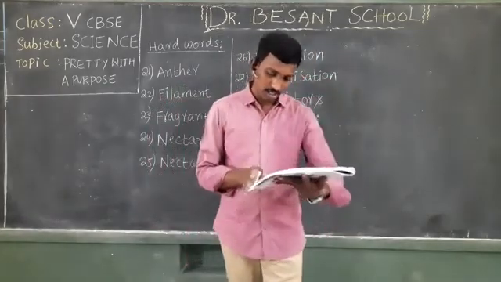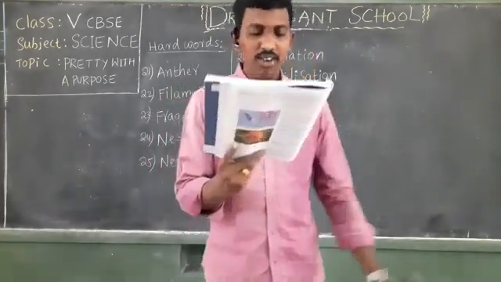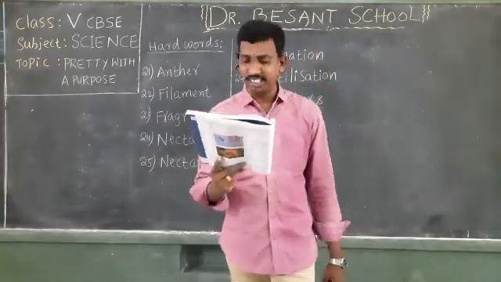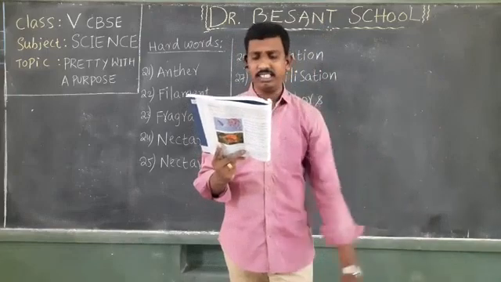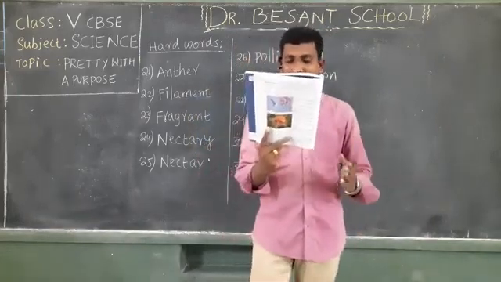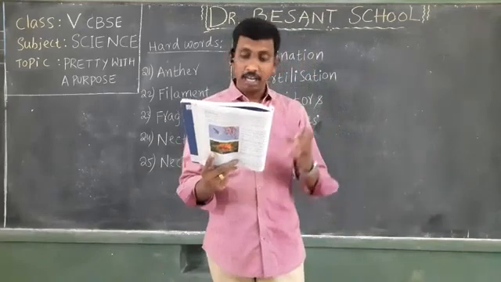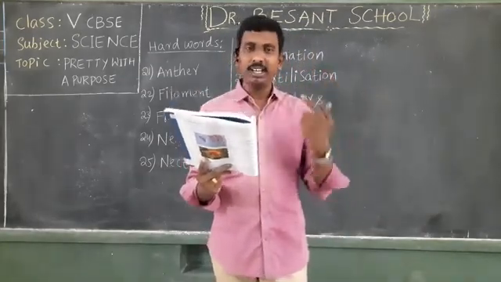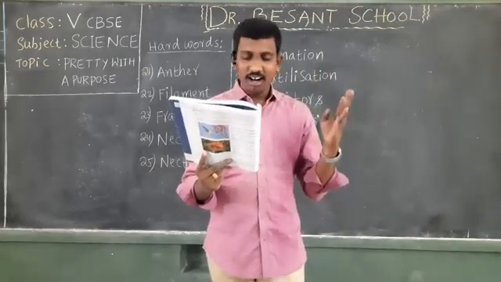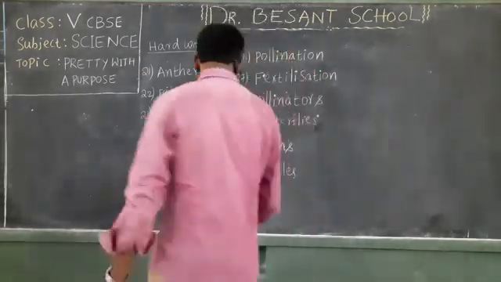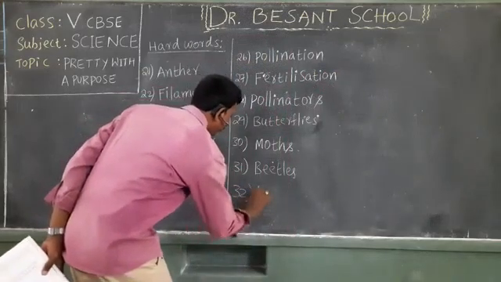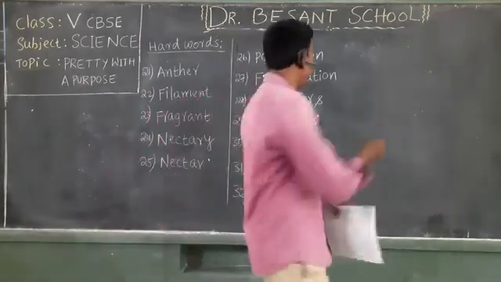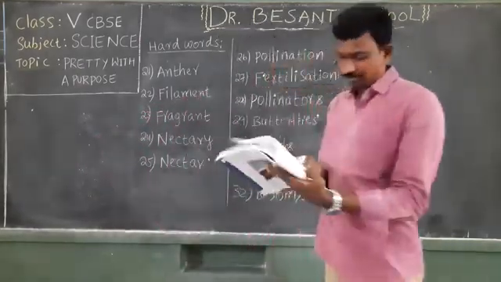Okay, my dear students. Now come to page number 15. There is a large variety of flowers and pollinators in nature. Flowers have many features that help them attract pollinators. A pollinator may choose to visit a flower for several reasons, including its appearance, smell, or the time at which it blooms. Okay, my dear students.